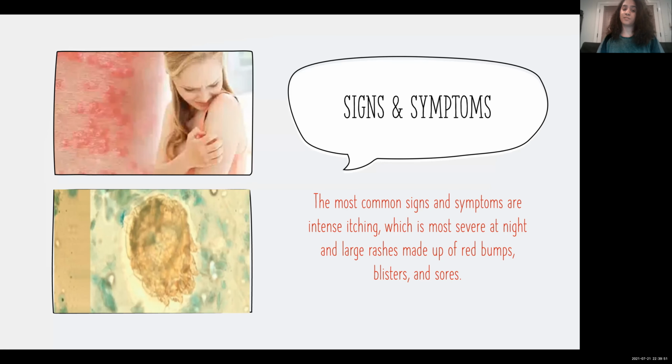Signs and symptoms. The most common signs and symptoms are intense itching, which is most severe at night, and large rashes made up of red bumps, blisters, and sores. So as you can see on the images to the left, I have an image of the rashes and an actual image of the parasite.